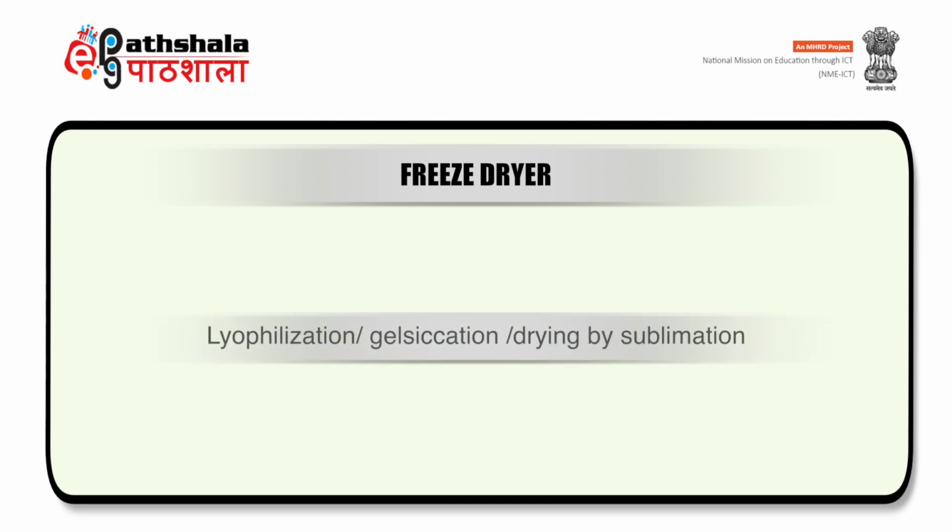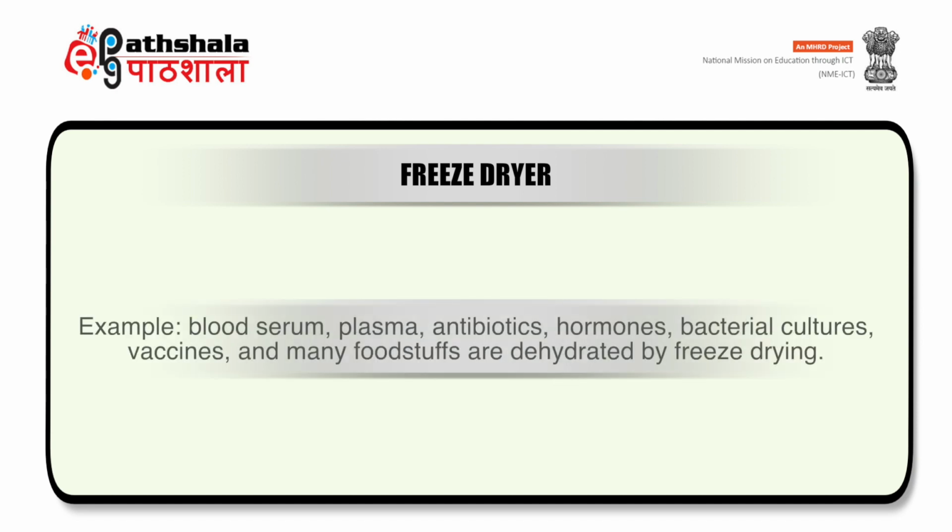Freeze drying is also called lyophilization, glaciation or drying by sublimation. It is used for drying heat sensitive material. It is used for drying material which is easily attacked by oxygen. Examples of the materials being dried by freeze dryer are blood serum, plasma, antibiotics, hormones, bacterial cultures, vaccine, and many foodstuffs are dehydrated by freeze drying.